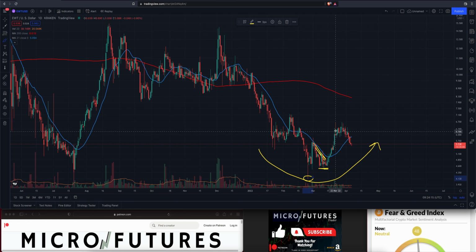So the same thing here, we're getting that pullback, and we are just looking for this thing to find a floor of support, which will probably come in right in this $5.20 range, or perhaps a little bit lower down in here, $4.80, give or take. The key is to not undercut these lows over here. At least that is what I see and the way I look at it.